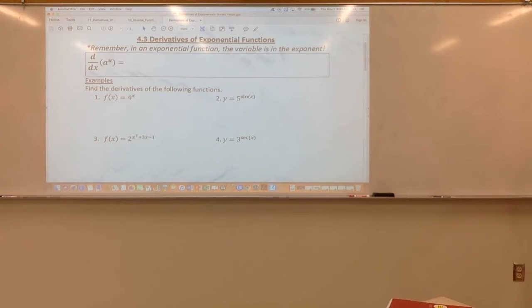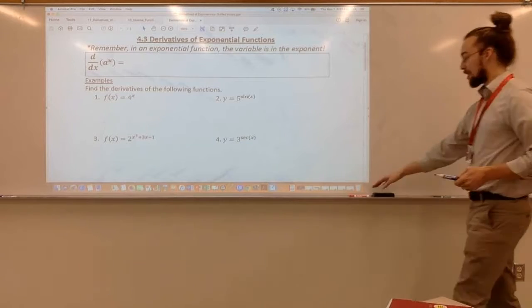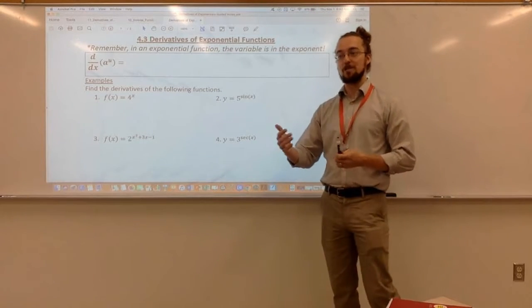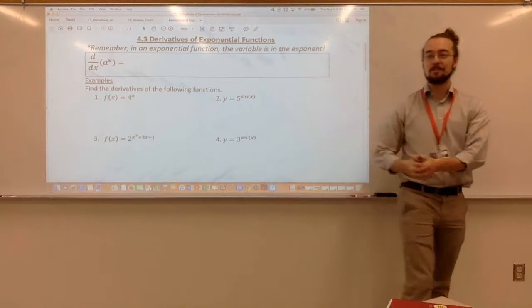Do you like guided notes? Yeah. I do, but I also understand. I like it for math. And that's the goal. So I'm trying to figure out what's the best approach to get you to that point.